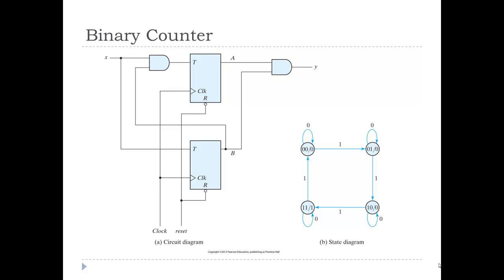Here we see a circuit diagram and a state diagram taken from the textbook, representing a binary counter, counting from 0 up to and including 11. On the left, the circuit diagram includes two flip-flops of type T, and on the right, you see the state diagram. Both of these are represented as a Moore model.